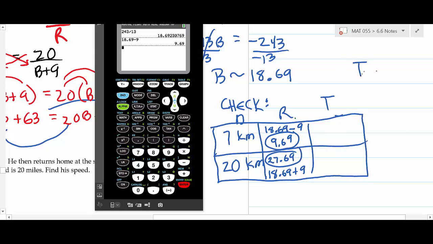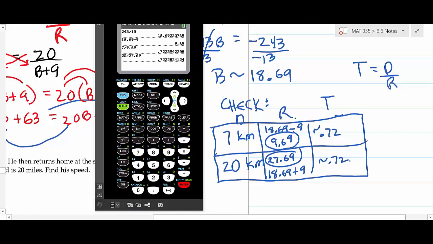Okay, the way you find time is you do distance divided by rate. Okay, so I'm going to do this now on my calculator. I'm going to do 7 kilometers here divided by 9.69, and I'll record that. Okay, and that's going to give about, I'll just use two decimals, 0.72 approximately. Okay, now let's do the next row. If I do 20 divided by 27.69, I get 0.72.